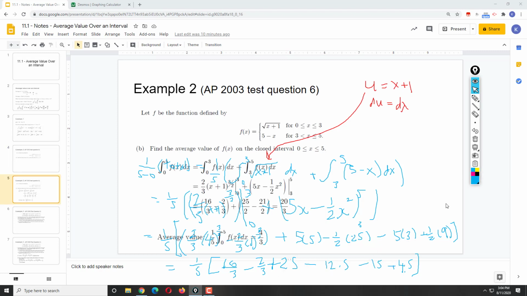So let's finish the arithmetic. So this gives us 1/5 times 4/3 plus 25 minus 15 is 10. 10 minus 8 is 2. Okay. 4/3 plus 2 is 10/3. 10/3 divided by 5 is 2/3. So the average value of this function from 0 to 5 is 2/3.